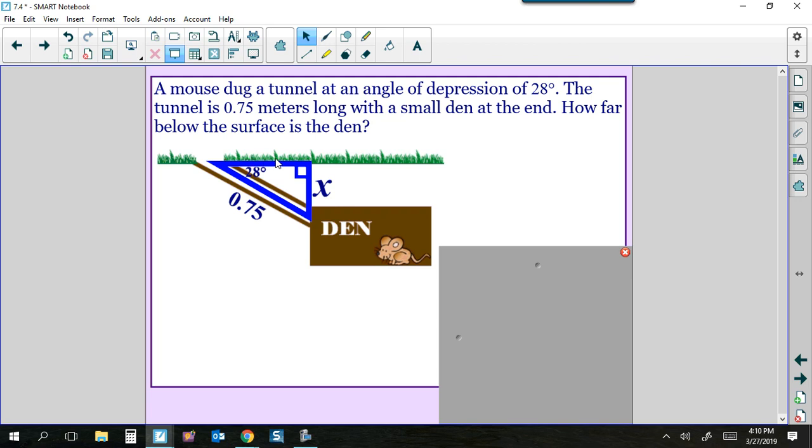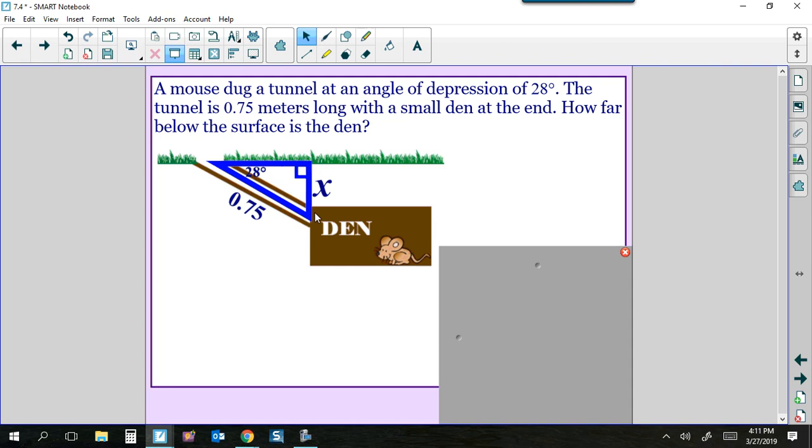Your angle of depression is the horizontal ground to the line of sight. So if he was standing here and looking down to the den, this would be his line of sight. So here's our angle of depression. It's going to be right under that horizontal line always. It's almost the opposite of what you would think. So depression, you think down. So an angle of depression is actually at the top because you're looking down at something.